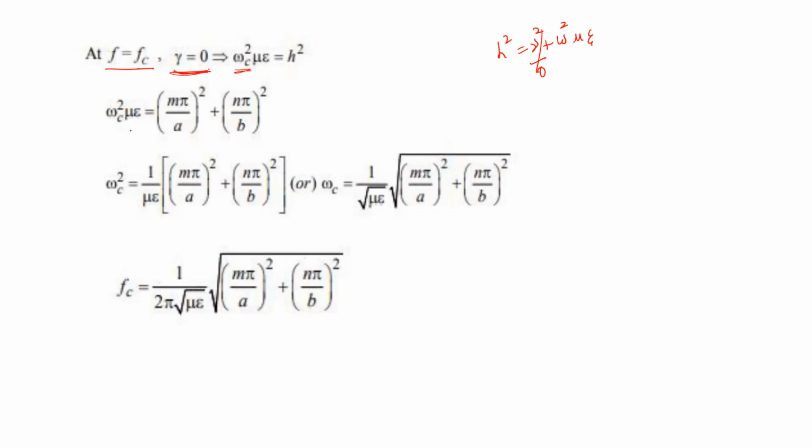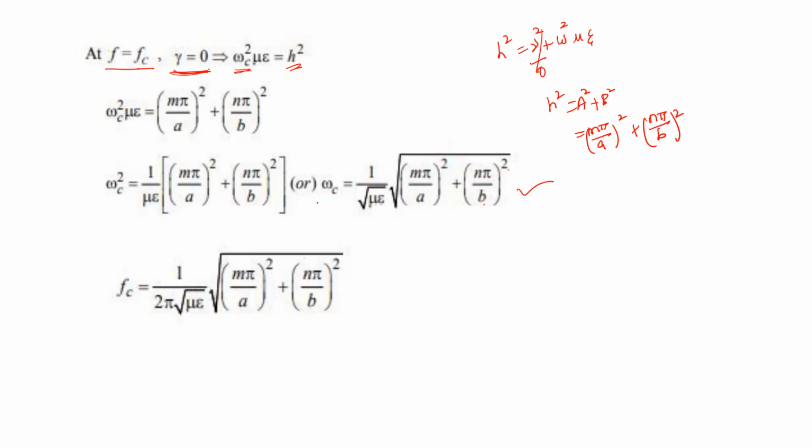Now, omega c square mu epsilon is equal to h square, which is nothing but a square plus b square, which is m pi by a the whole square plus n pi by b the whole square, right? So we can replace this h square as m pi by a the whole square plus n pi by b the whole square. Now omega c square can be written as, bring this mu epsilon to the other side. So it becomes 1 by mu epsilon into this value. If I write omega c, the right hand side becomes 1 by root of mu epsilon, root of m pi by a the whole square plus n pi by b the whole square. This is the expression for omega c.